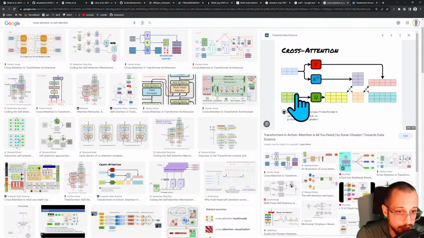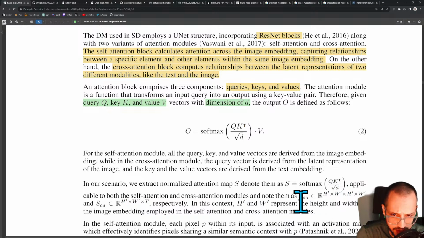Now the Q is coming from somewhere else, right? In this case, the Q is coming from the text. For the self, the query, key, and values are derived from the image, while in the cross, the query is derived from the latent representation of the image, and then the key and values are from the text. Okay, so maybe it's backwards. I gave it to you backwards there. So the key and the value are coming from the text, and then the query is coming from the image, or the latent image.